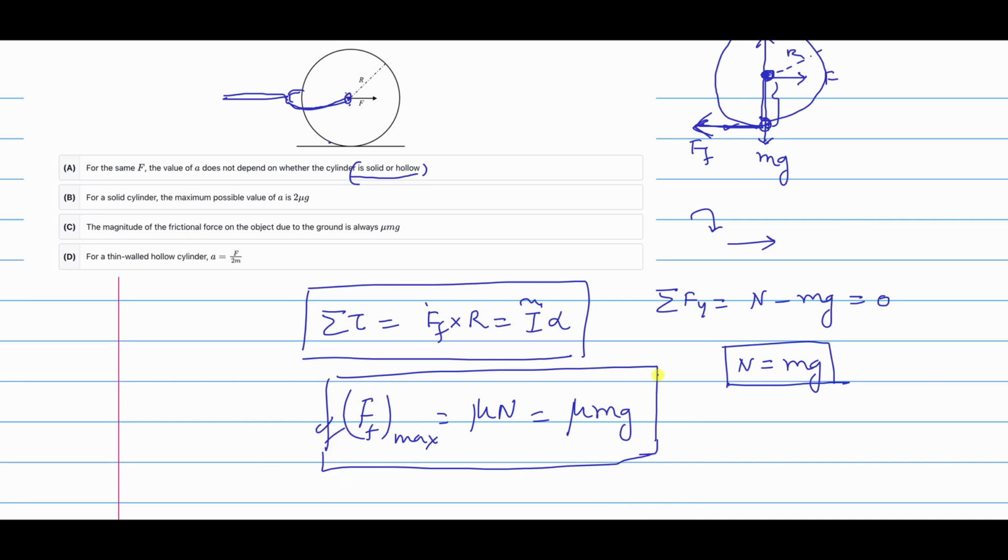Another thing is, let's sum the forces in x direction as well. Sum of the forces in x direction is equal to force applied minus force of friction is equal to mass times acceleration.